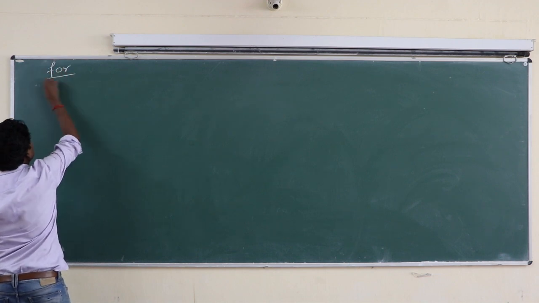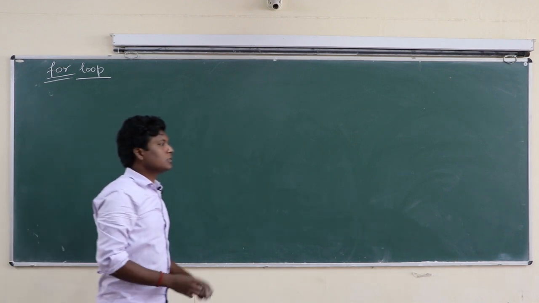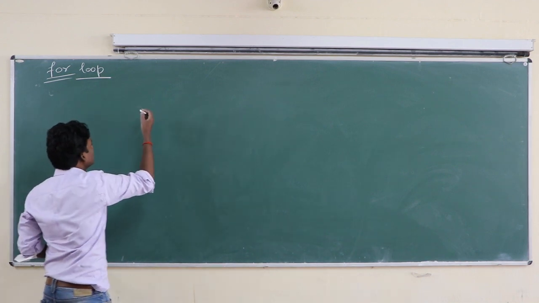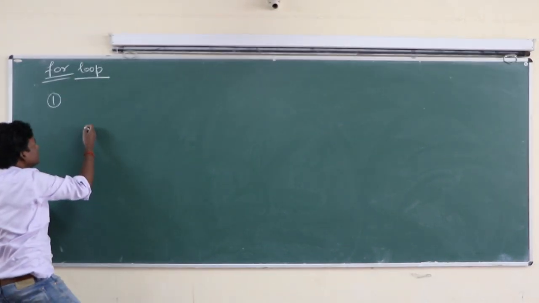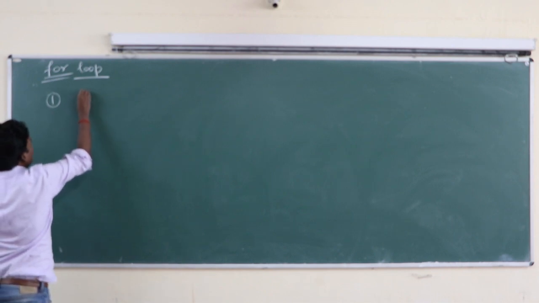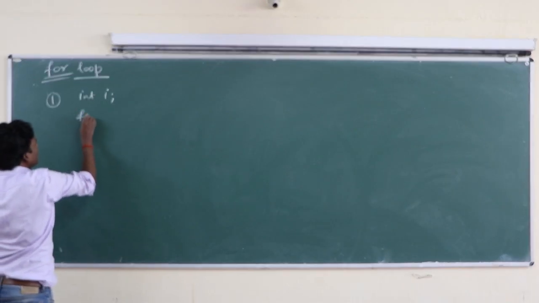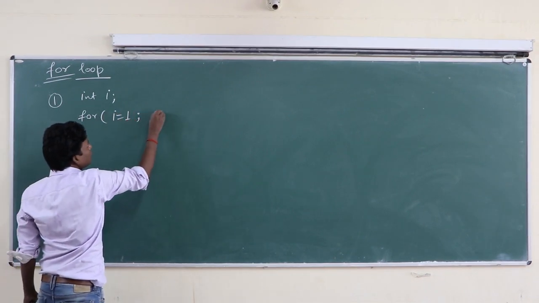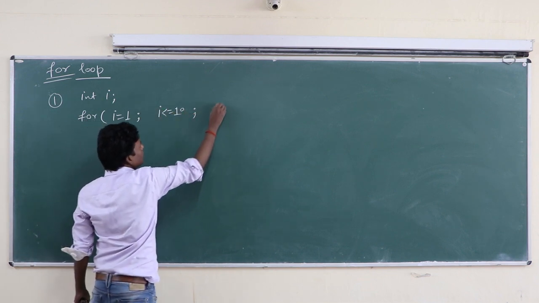Now, some problems on for loop. Suppose here, class, int I. I is a variable that is integer type. I equal to 1, I is less than or equal to 10, I plus plus.